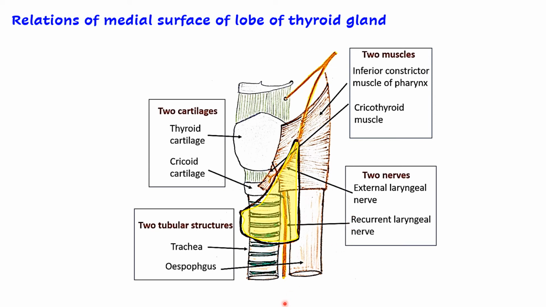The other nerve which you can see here coming back between the trachea and esophagus, ascending up to reach the larynx, is the recurrent laryngeal nerve. This is also a branch of the vagus, and this nerve supplies all the muscles of the larynx except cricothyroid. So now you'll remember, when it comes to the medial surface, again four kinds of structures but in twos. Two tubes, two cartilages, two muscles and two nerves.